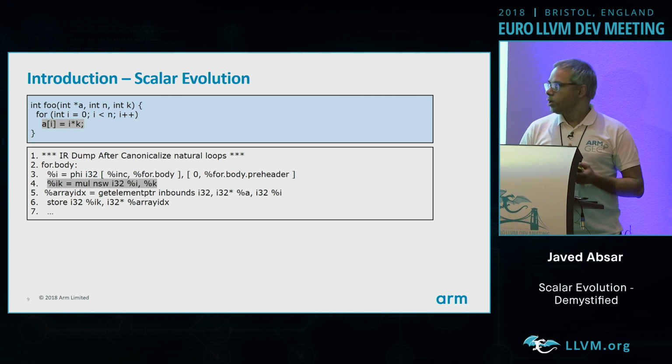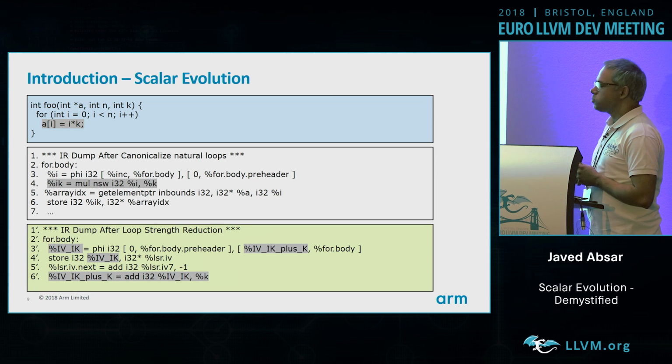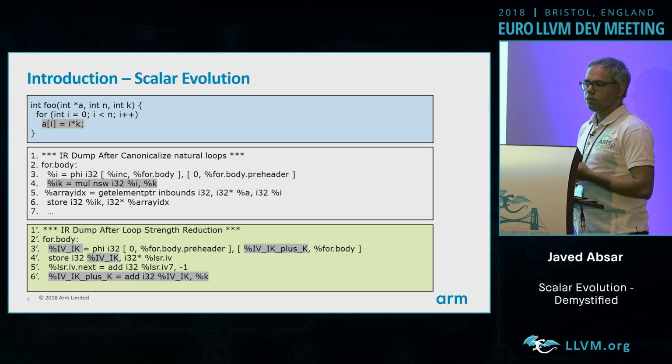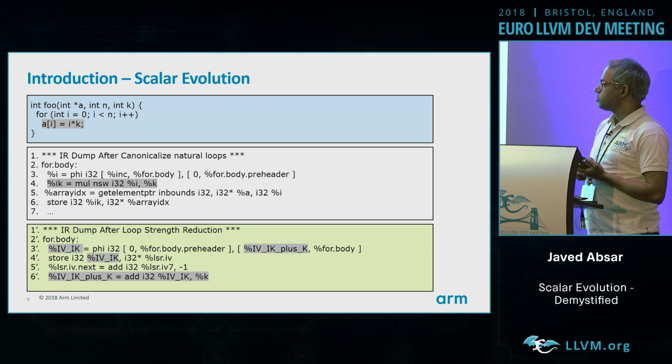So this is the LLVM IR for it. So here we see it's still doing a multiply. If you look at line 4, it's doing i times k. But after loop strength reduction, which uses SCEV, it has converted the multiply to an add. So it has created a new induction variable. If you look at line 3 prime at the bottom in the green box, it's iv underscore ik, that's a new induction variable that it has introduced.